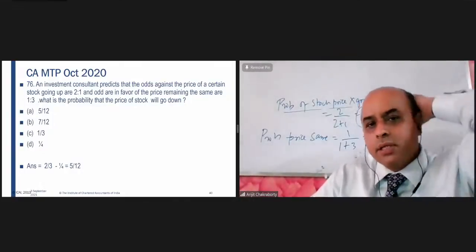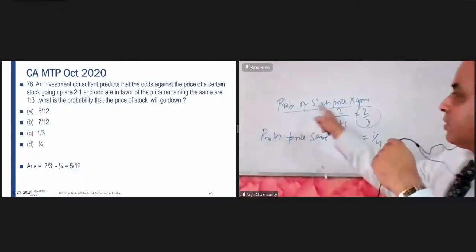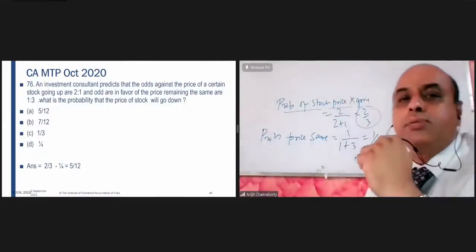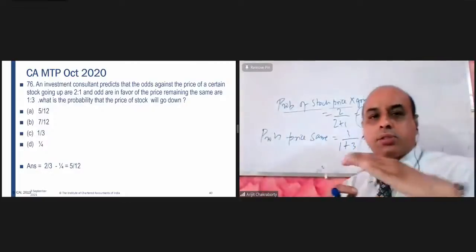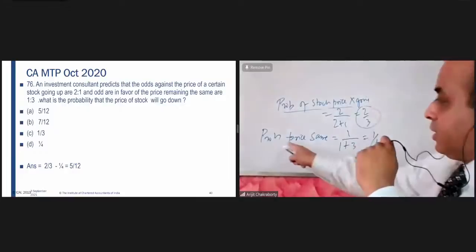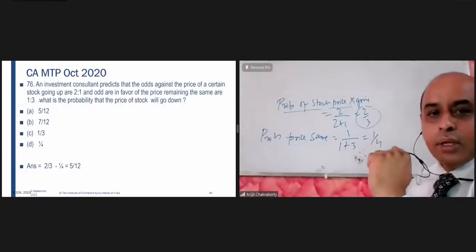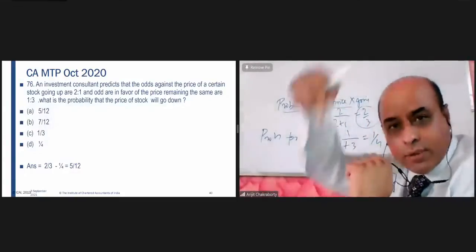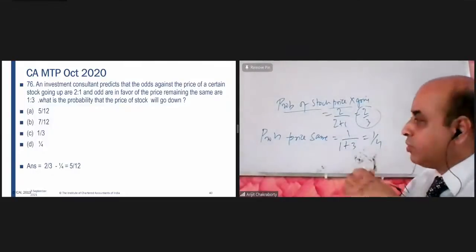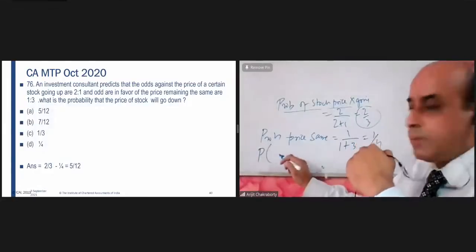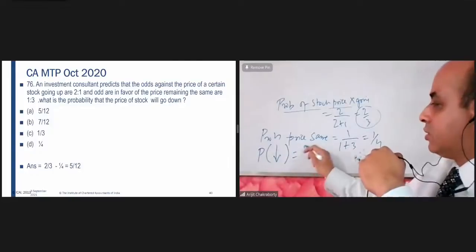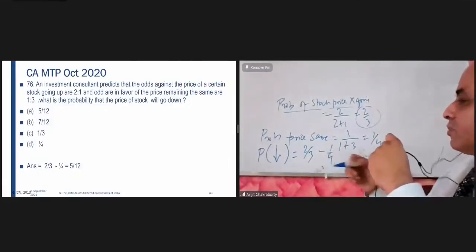Now the question is, the probability of the stock price not going up. The stock price will not go up means two possibilities: either the stock price will remain the same or the stock price will go down. Now the probability that the stock price is the same is 1/4. So what is the probability that the price of the share will go down? Very simple, total probability minus 1/4. So the probability that the price will go down is equal to 2/3 minus 1/4.